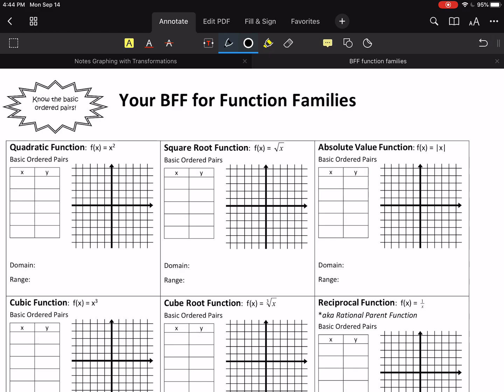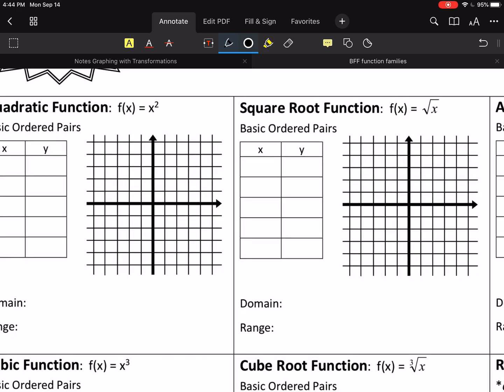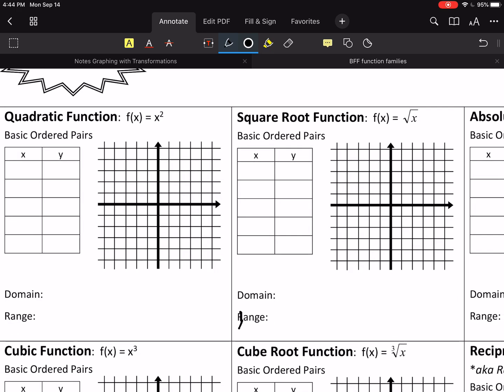So I'm going to zoom in a little bit here first because we're just going to focus on quadratic and square root at first. So looking at my quadratic function, the reason why we're going to look at quadratics and squares together is because they are inverses of each other, so they're related. Now, my basic ordered pairs for a quadratic function, 0 in the middle, 1, 2, -1, -2. So plugging in those x values, I get 4, 1, 0, 1, and 4.